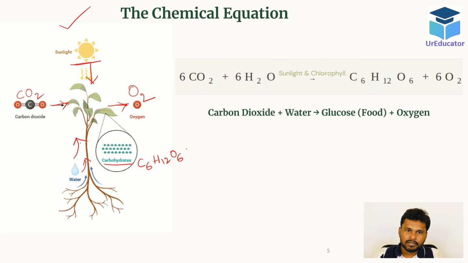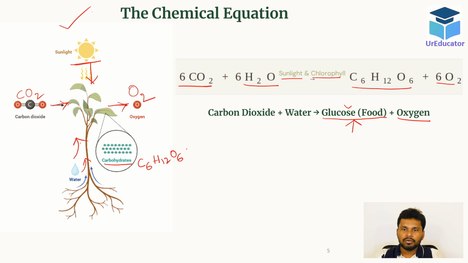So carbon dioxide, CO2, plus H2O, water, in the presence of sunlight and chlorophyll will give glucose, which is a carbohydrate, and oxygen. Ultimately glucose is the food material where we have to focus more, and oxygen is the byproduct. Oxygen is the byproduct, glucose is the main product that plants prepare.